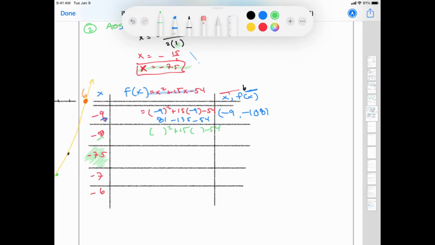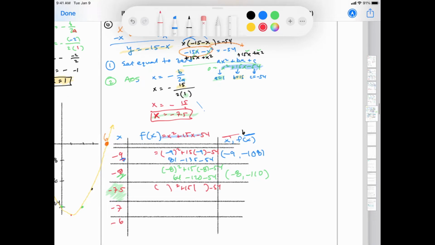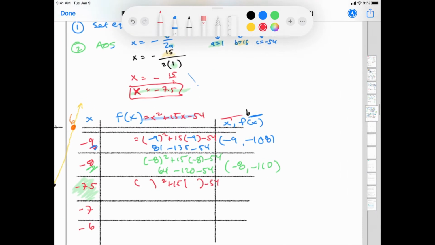Let's put in negative 8. So it becomes positive 64. 15 times negative 8 gives me negative 120, minus 54. Negative 110. Not good. All right, let's try this next one. Something squared plus 15 times something minus 54. Okay, let's see.